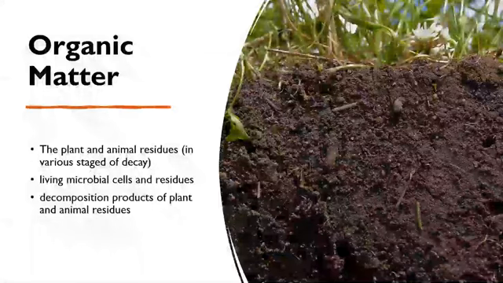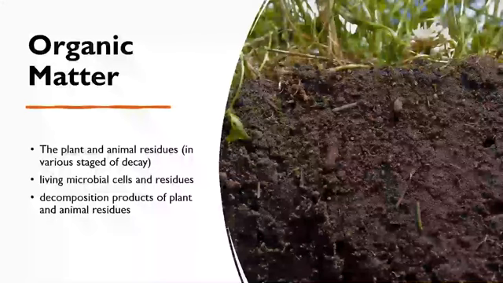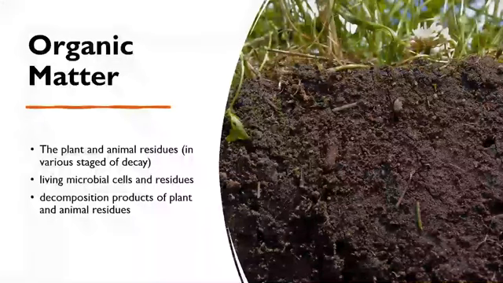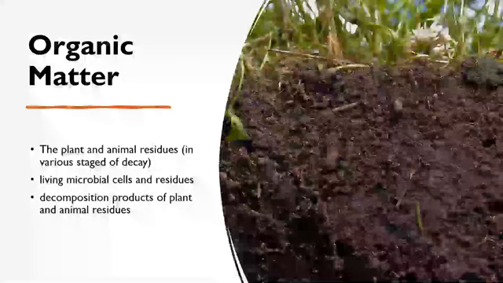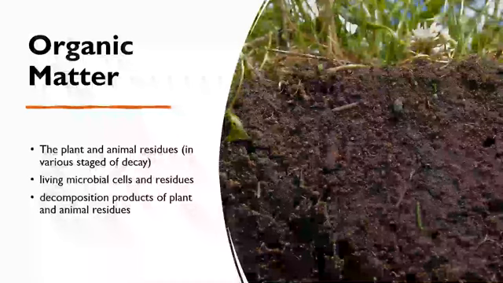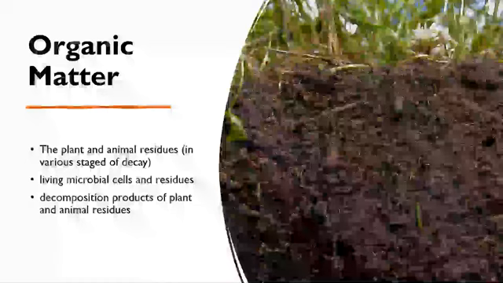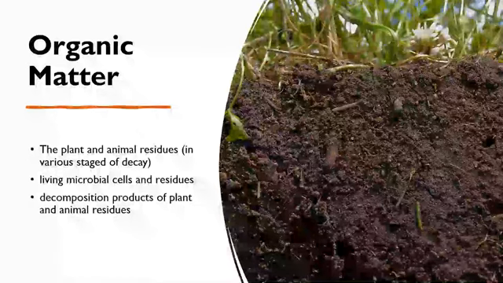So organic matter is the plant and animal residues, living microbial cells and residues, and the decomposition products of plant and animal residues. So that's what's going to make up your organic matter. All of those living things that are in there and decaying in the soil and creating new soil are the things that make up our organic matter.